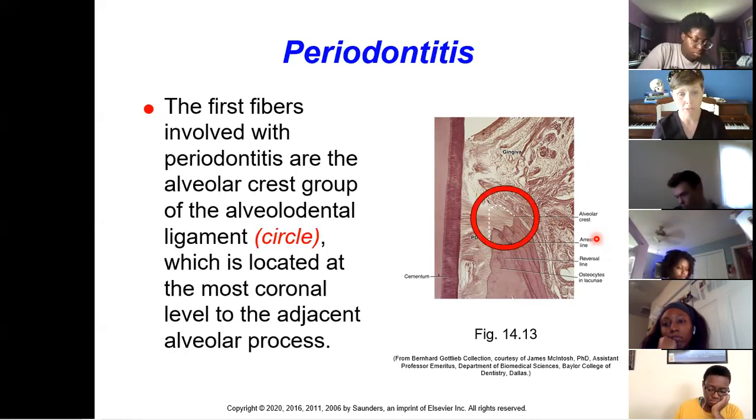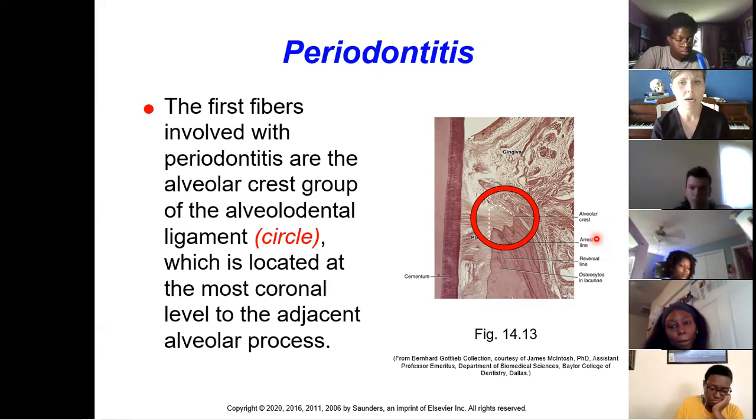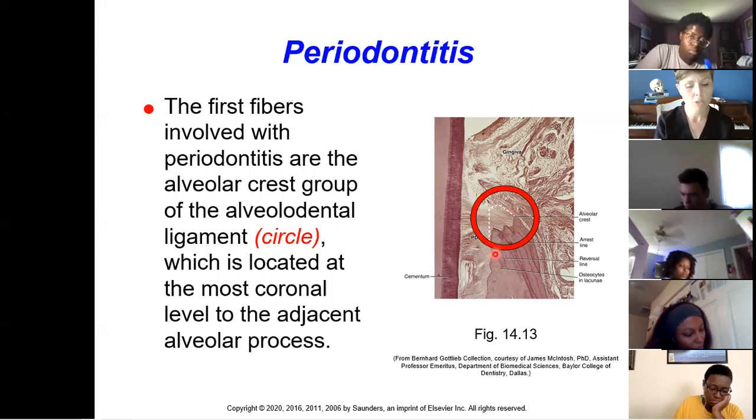The first fibers that are involved in periodontitis are the alveolar crest group. You can see the circle there where it should be and where it is now. So that's a good test question right there. First fibers to be involved in periodontitis are the alveolar crest group.